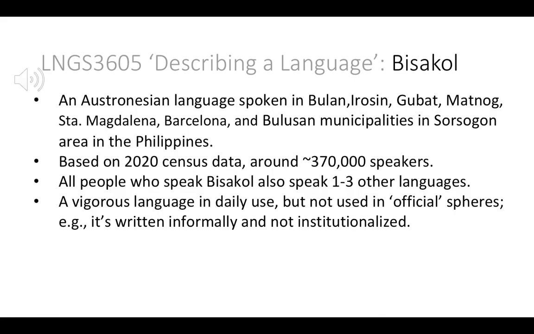Although there are over 300,000 speakers of this language, Bisakol is not used in official communications, and we as speakers did not learn how to formally write it. For example, local government letters use Filipino or English as their language of communication. This is also not being used in formal schools, only in informal or day-to-day conversations.